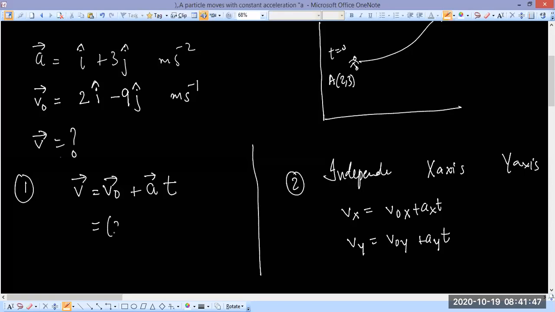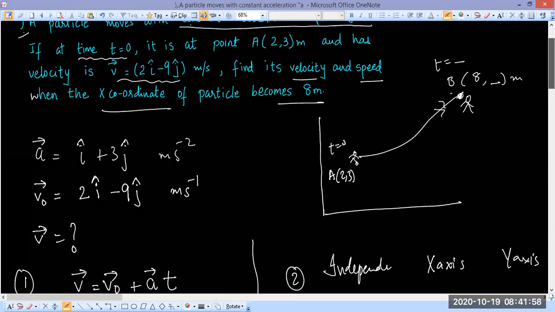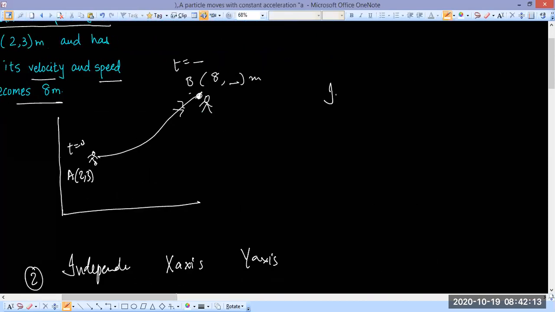Okay, so v0 vector is 2i caret minus 9j caret, plus i caret plus 3j caret into t. How much time did it take? Do we know that? Unfortunately, no, right? We don't know it. So we have to find it. See, these are the questions which I like to call indirect questions. Why indirect? If you put the formula directly, the answer doesn't come; you have to do something. So we are given this, we can use that.